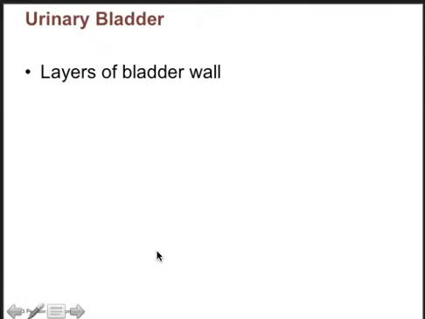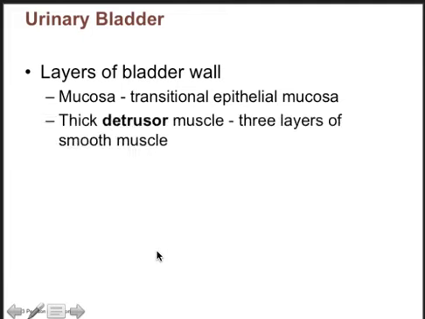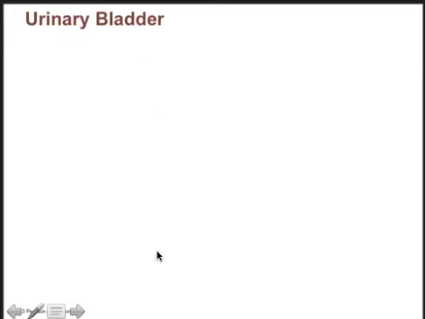There are also layers to the bladder wall. The mucosa is made again of transitional epithelia, so it has the ability to stretch. There's also a detrusor muscle, which is basically a three-layered smooth muscle that helps propel the urine out of the bladder and into the urethra. And then the outer surface is a fibrous adventitia, which is peritoneum on the superior surface only.